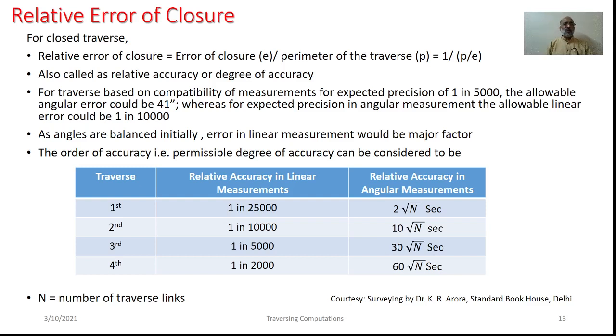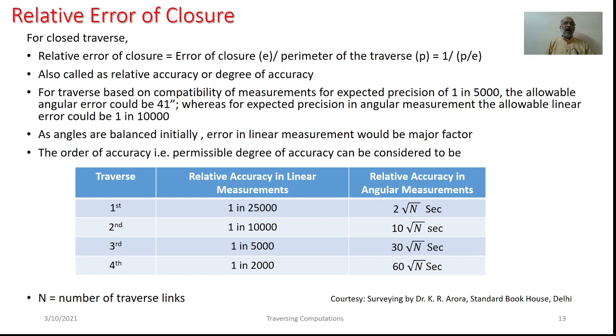Also, for a closed traverse, the relative error of closure is expressed as the error of closure divided by the perimeter of the traverse. While discussing errors in surveying, we have given consideration to this concept of relative error in depth. Usually, this relative error of closure is expressed as 1 by P by E, and it is also called relative accuracy or degree of accuracy.